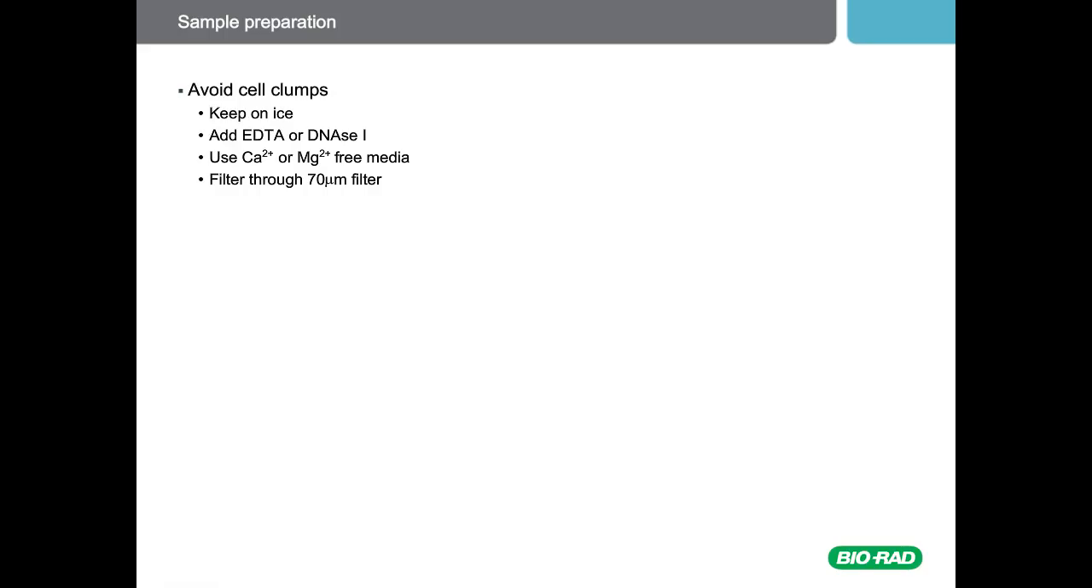Finally, count and resuspend your cells at a concentration of 1 to 10 times 10 to the 6. This can be done with a hemocytometer, or you could use an automated cell counter such as a TC20, which can provide you with an accurate cell count in 30 seconds.